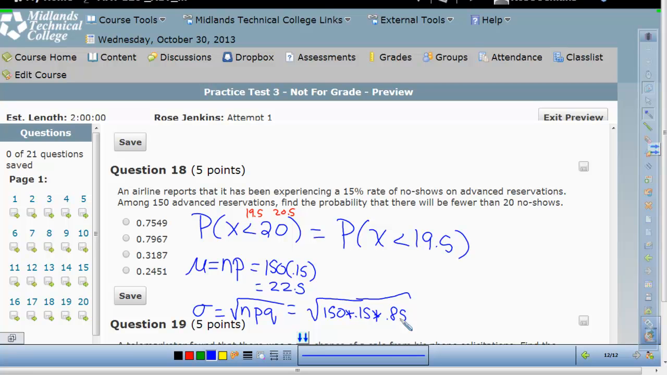Okay, I need my calculator to do that. Oh yeah, q is 1 minus p. Okay, so 150 times 0.15 times 0.85. Take the square root of that, which I'm going to be careful about. I don't want to let that go. Second answer. I got 4.373213921.